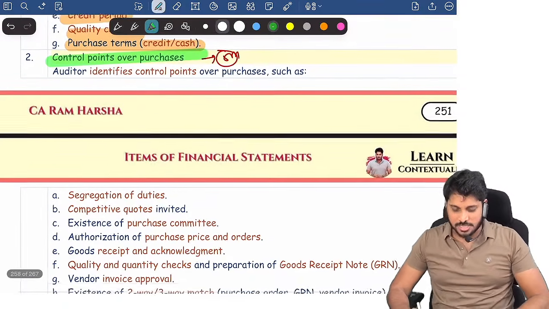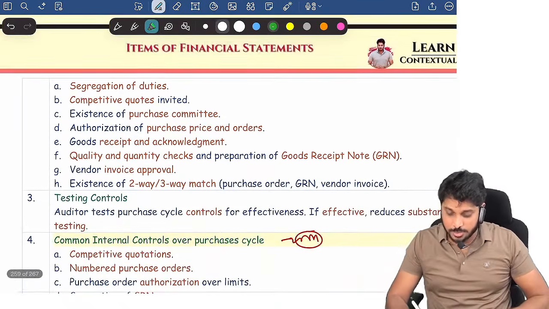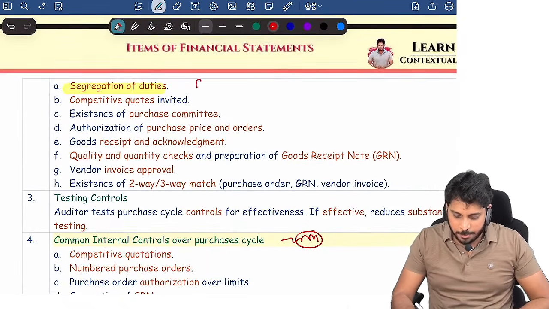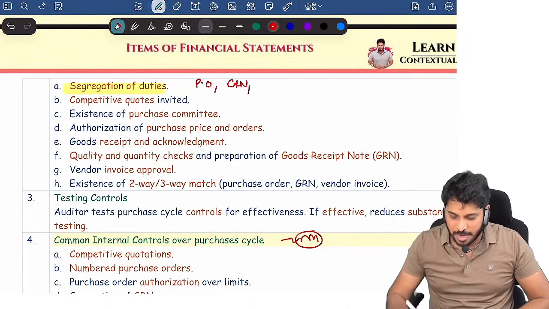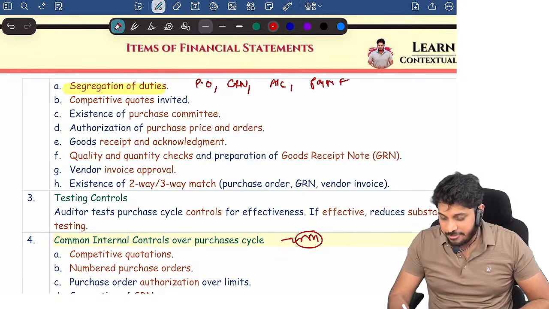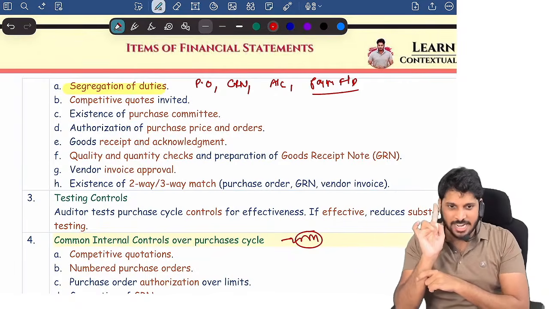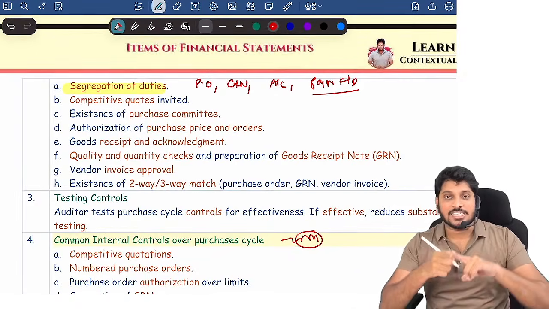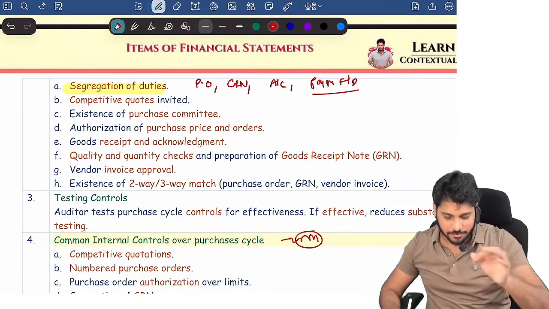Controls over purchases, guys. The auditor identifies control points over purchases. Control points means what? Segregation of duty. Purchase order will be placed by the purchase department, goods will be received by the stores department, accounting will be done by the accounts department, payment will be made by the finance department. In a very big listed company, only one transaction, purchase, but that transaction is executed by multiple people. That's called segregation of duty, separation of duty.